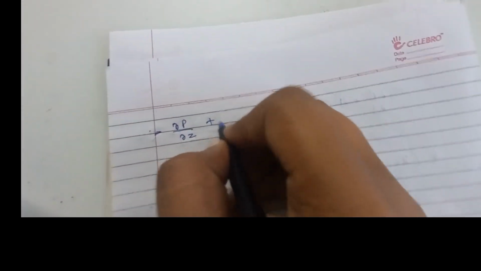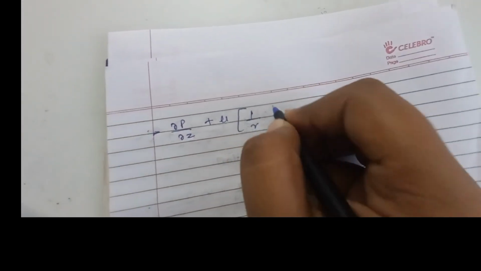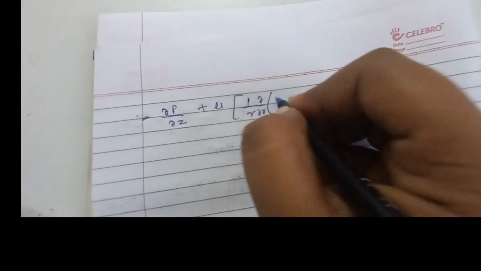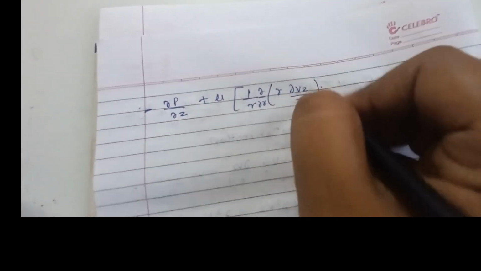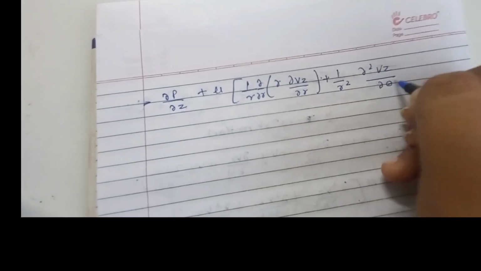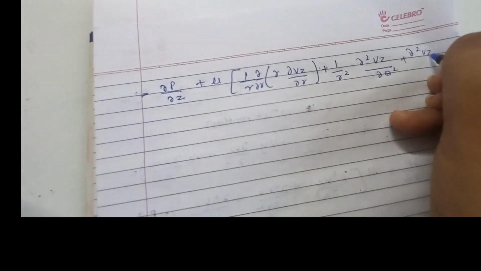that is minus del p upon del z plus mu into 1 upon r into del by del r into r into del vz upon del r plus 1 upon r square into del square vz upon del theta square plus del square vz upon del z square plus rho gz, where gz is the acceleration due to gravity, that is in the z equation of motion.